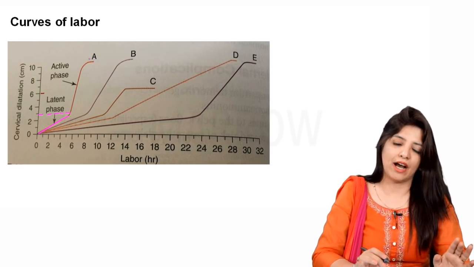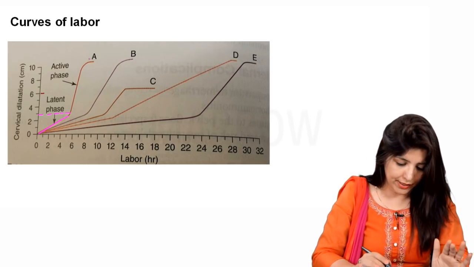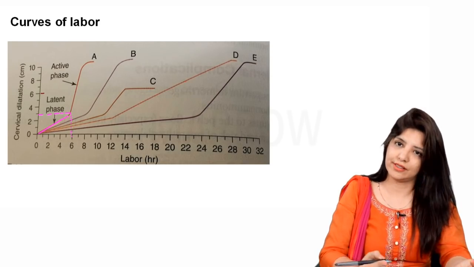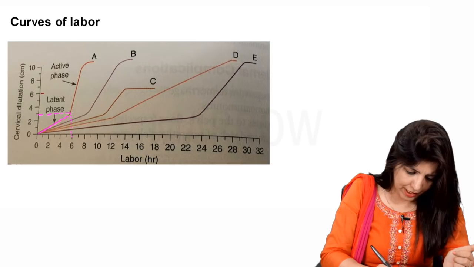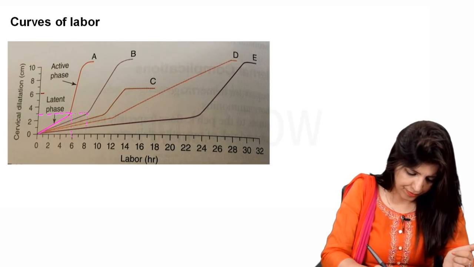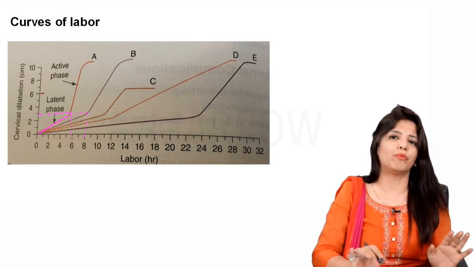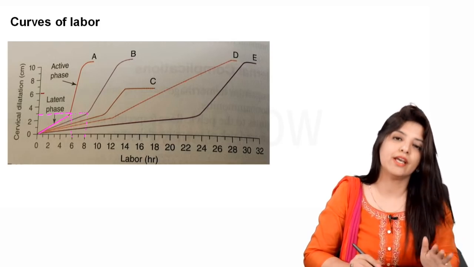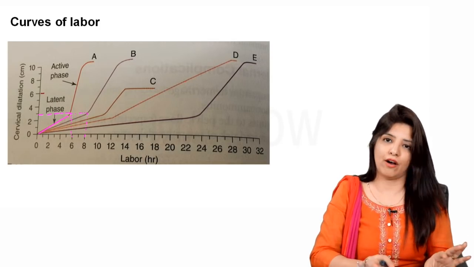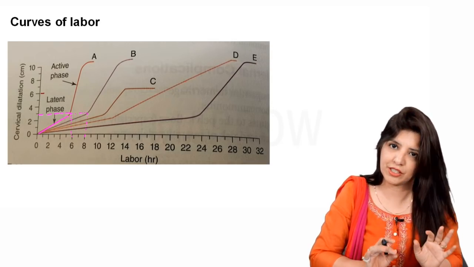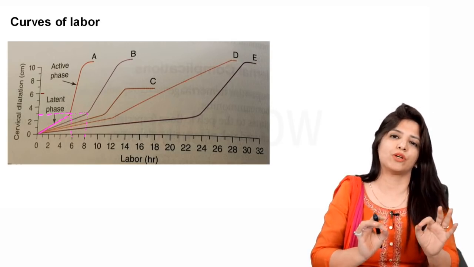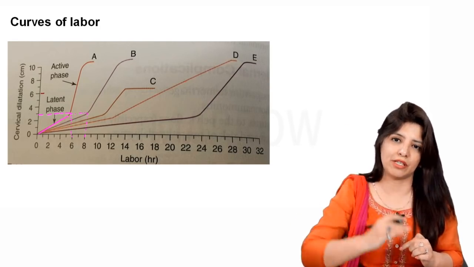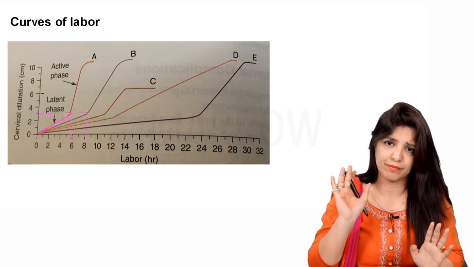Now, if you look at graph A and graph B, in graph A, the latent phase is ending at 6 hours. That's very normal. And in graph B, the latent phase is ending at 8 hours. That's very normal. So, there is no problem in the latent phase in graph A and in graph B, right? Now, we know that in this graph, the active phase is being taken from 3 centimeters. And we know that the minimum rate of cervical dilatation is 1 centimeter per hour. So, from 3 centimeters to 10 centimeters, maximum it should take 7 hours, right?